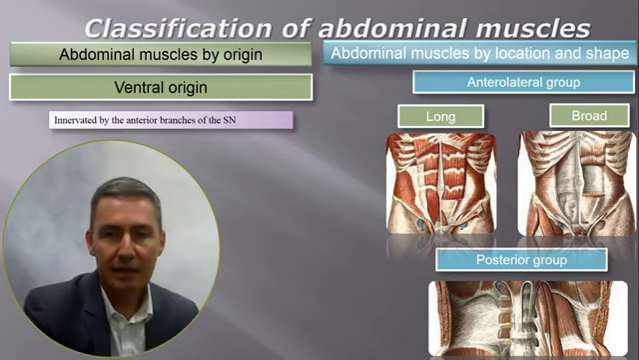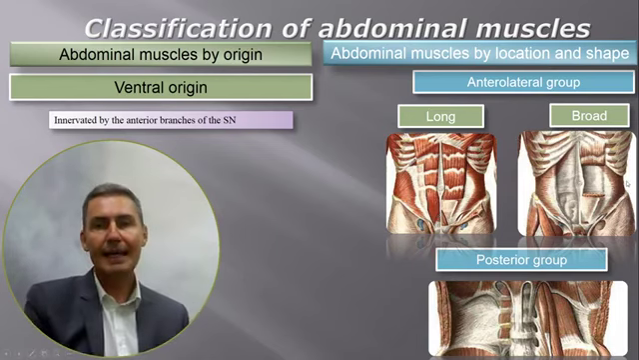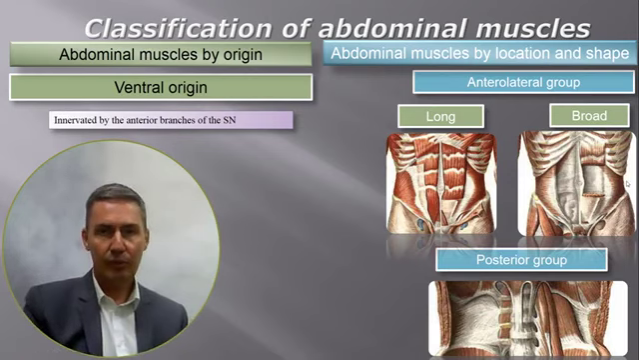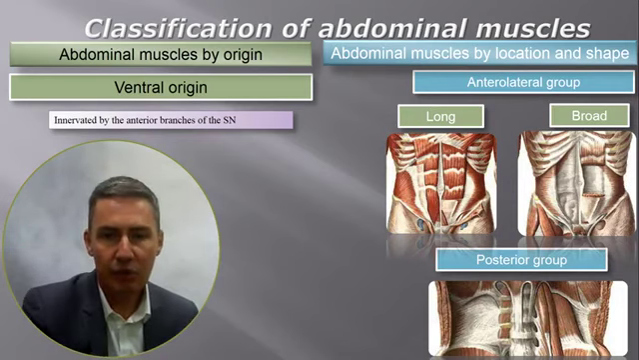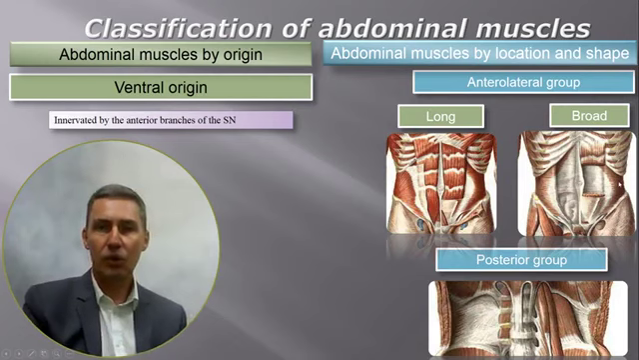The broad muscles occupy the lateral aspects of the abdominal wall and are placed in 3 layers. The most superficial layer is formed by the external oblique abdominis muscle. Deep to it is the internal oblique abdominis muscle, and the deepest of the broad muscles is the transverse abdominis muscle. The fibers of the transverse pass in a transverse direction. Together with the long muscles, these lateral muscles are also responsible for intra-abdominal pressure.